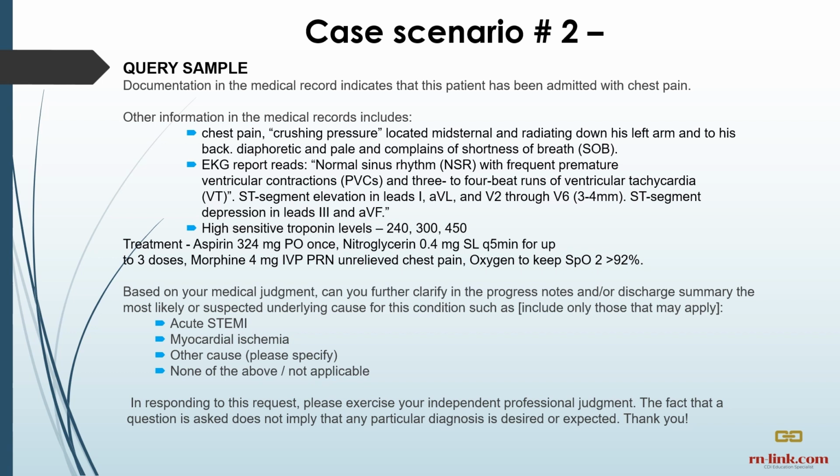Treatment, aspirin 324 mg PO once daily, nitroglycerin 0.4 mg sublingual Q 5 minutes for up to 3 doses, morphine 4 mg IV PRN unrelieved chest pain, oxygen to keep SpO2 greater than 92%.